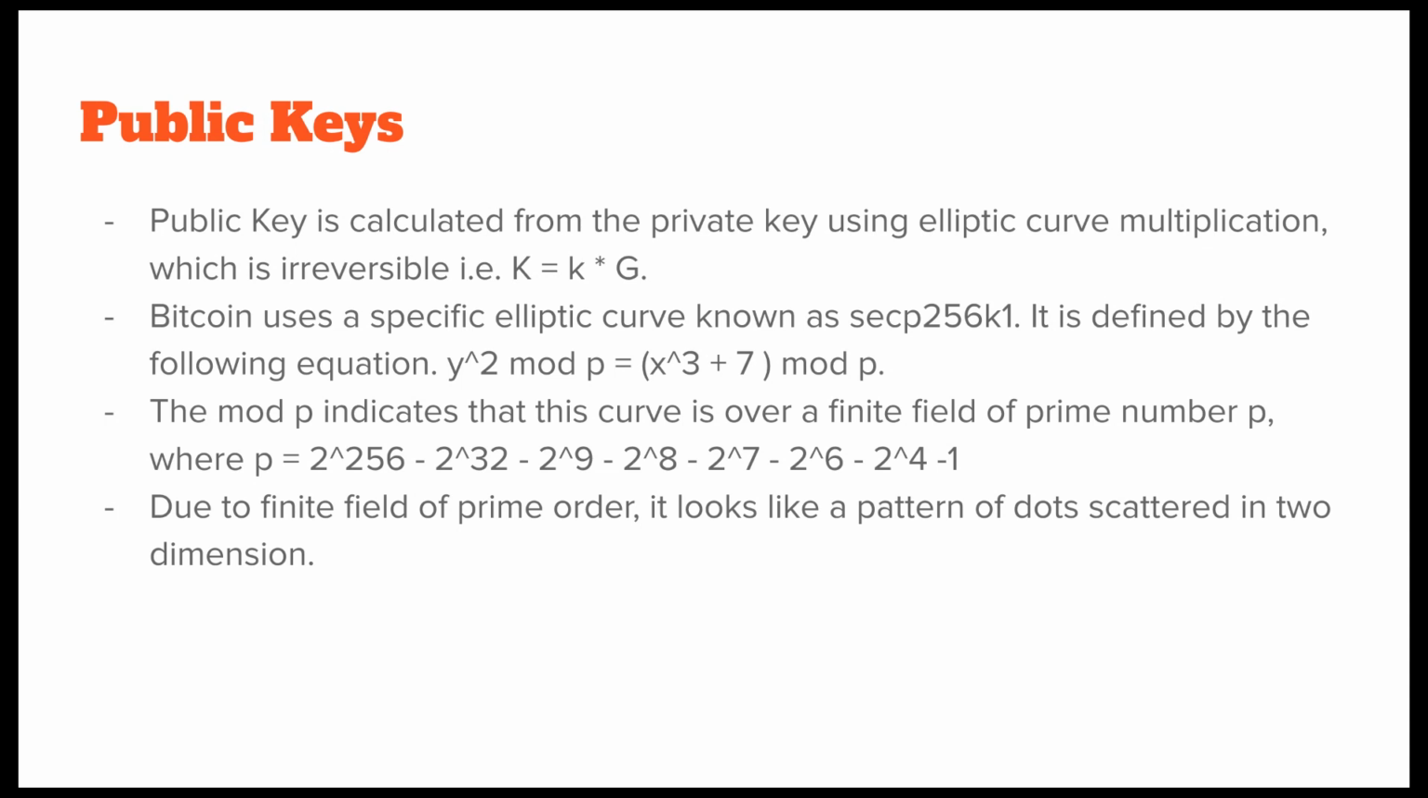Now, the Bitcoin protocol uses a specific elliptic curve, also known as SEC P256K1, and it is defined by the following equation: y square mod p equals x cube plus 7 mod p. Here, mod p indicates that we use a prime number, and actually a very big prime number, whose value is 2 raised to the power 256 minus 2 raised to the power 32, and so on. The main reason for using a prime number is that we get a scattered dots-like pattern over the dimension. We will look at that visually also.